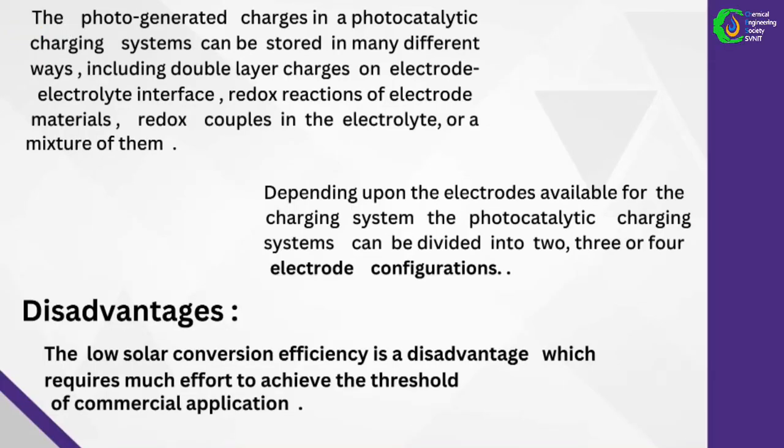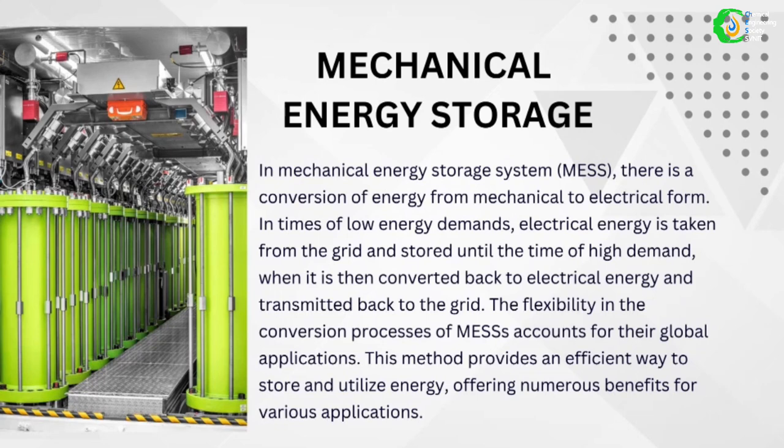Depending upon the electrodes available for the charging system, the photocatalytic charging systems can be divided into 2, 3 or 4 electrode configurations. The low solar conversion efficiency is a disadvantage which requires much effort to achieve the threshold of commercial application.